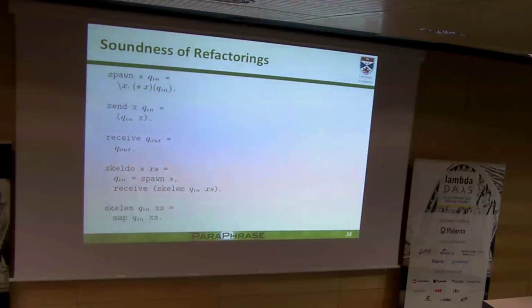Our skeleton is implemented in Erlang, so we've taken Erlang abstractions like spawn and send and just made a very simple functional behavior for what they do. So we have things like spawn, send. We've got our Skel do, which is defined in terms of spawns and receives. This is an emitter for a farm.